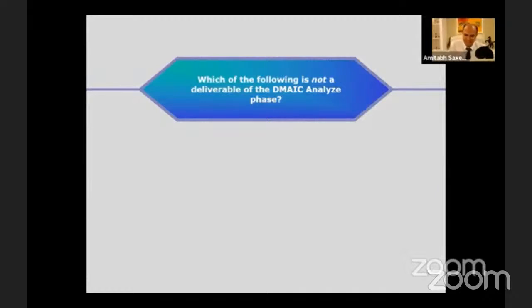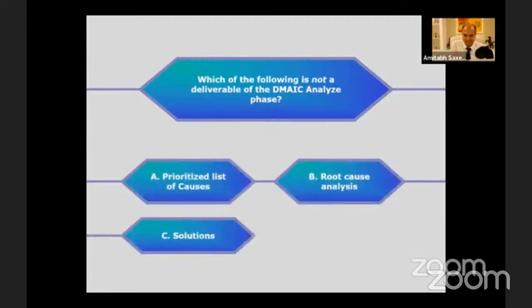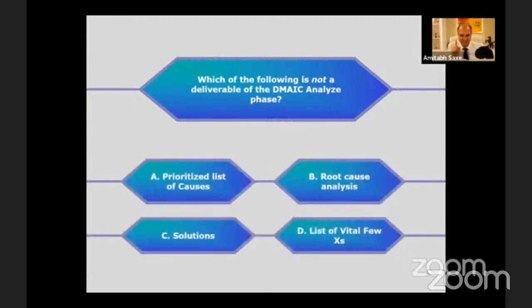Which of the following is not a deliverable of the DMAIC analyze phase? What does not come under the analyze phase? The right answer will give you $1 million. And yes, it is not in your analyze phase.